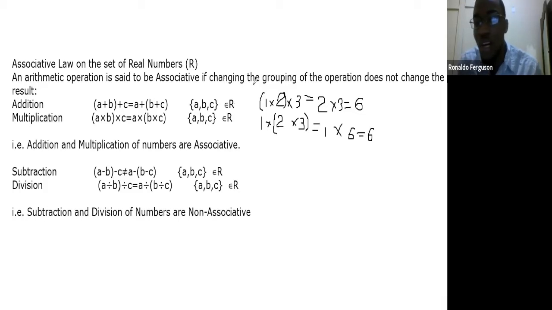And so clearly, it holds true for multiplication. Now for addition, look at it. 1 plus 2 is 3, 3 plus 3 is 6. If we add 2 plus 3 first, that is 5, and 1 plus 5 is 6. And so it holds true for addition as well.